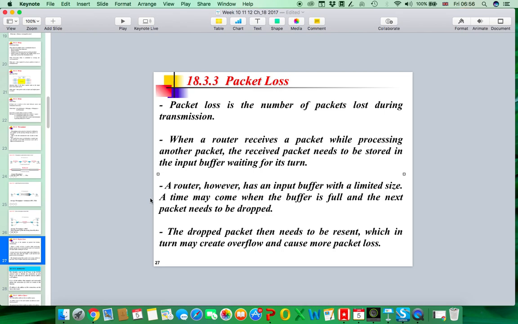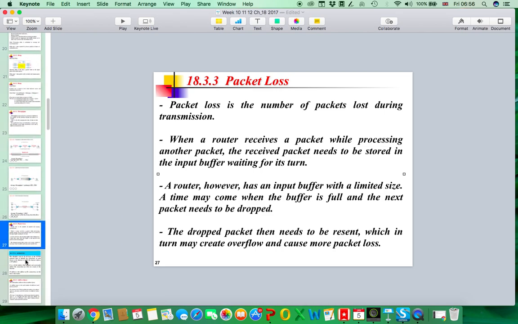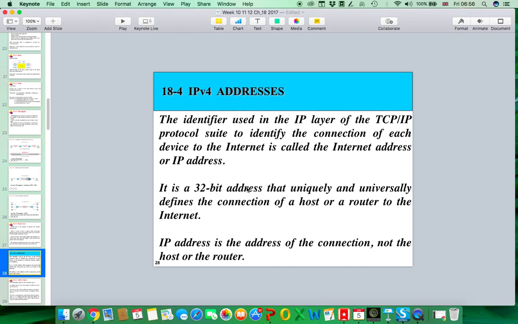So the dropped packet will now need to be resent by the sender. And this will cause more traffic in the network and again more traffic, more packet loss. All right, so this was about the network performance. The next video will be IP addressing.